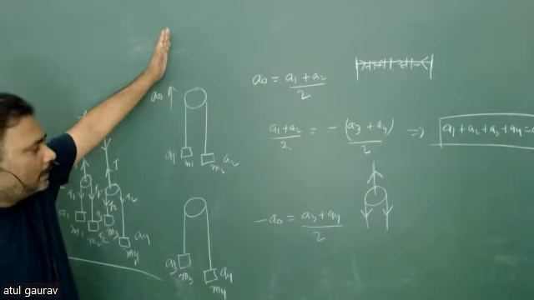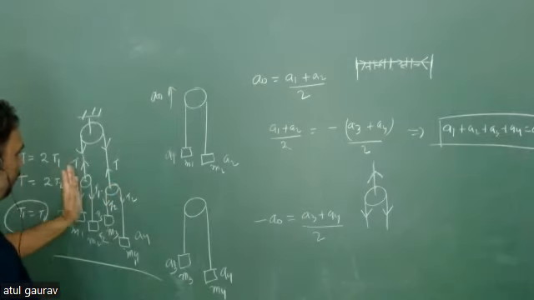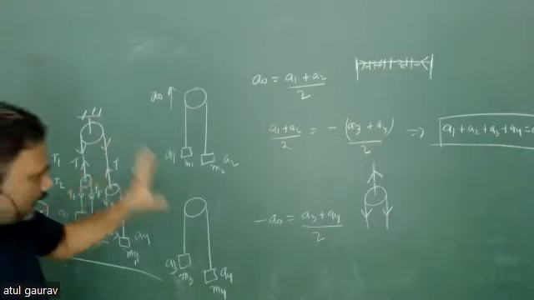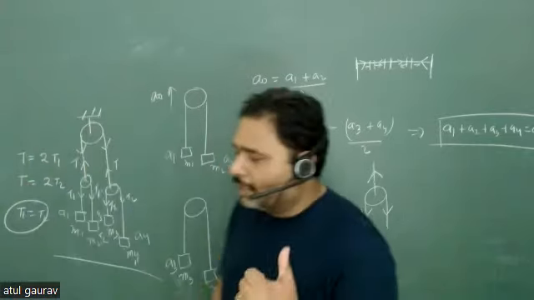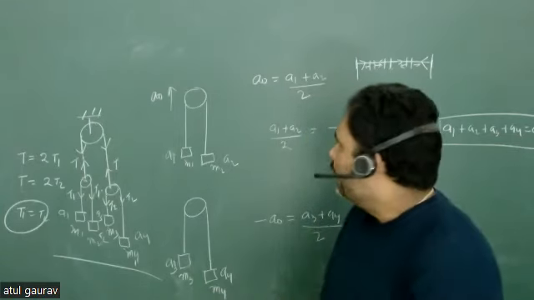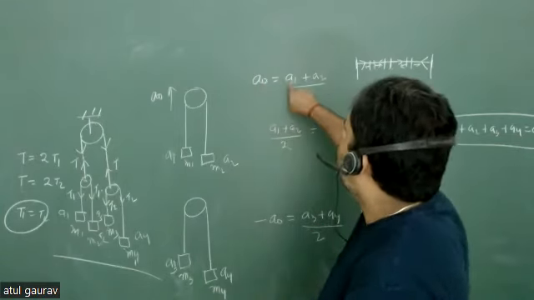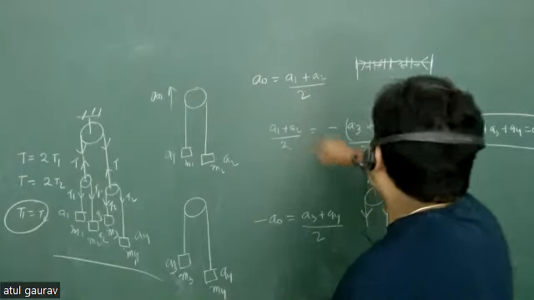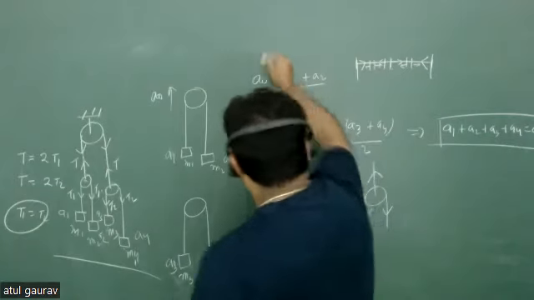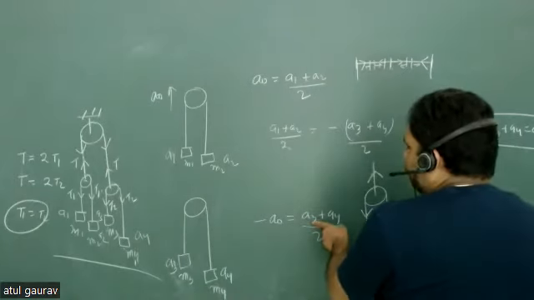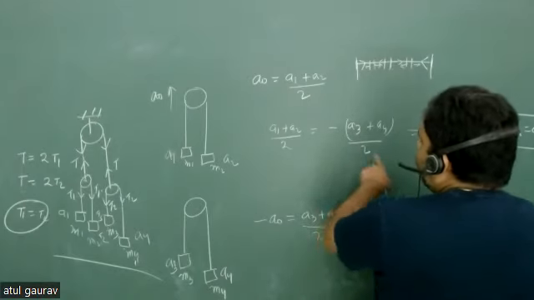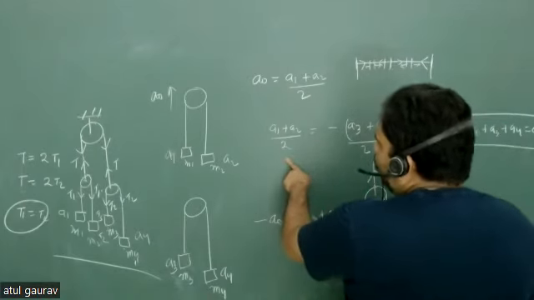When it is moving in the upward direction with A naught, then this is moving with the same acceleration in the downward direction. Are you able to understand this? Okay, so why have we written A naught is equal to A1 plus A2 by 2, and here this same A naught, with a minus sign, you have written A3 plus A4 by 2. So that means you can equate these two things. Are you getting my point?